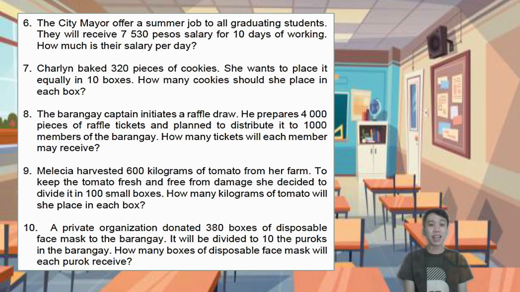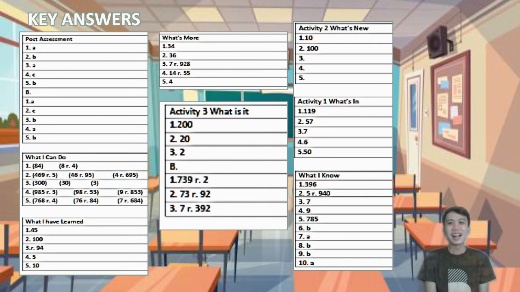How many kilograms of tomato will she place in each box? Number 10. A private organization donated 380 boxes of disposable face masks to the barangay. It will be divided to 10 puroks in the barangay. How many boxes of disposable face masks will each purok receive? Honesty is the best policy. Bago mo tingnan ang mga key answers, kailangan na sagutan mo muna ang lahat ng mga activities.